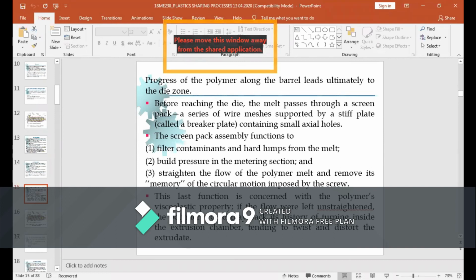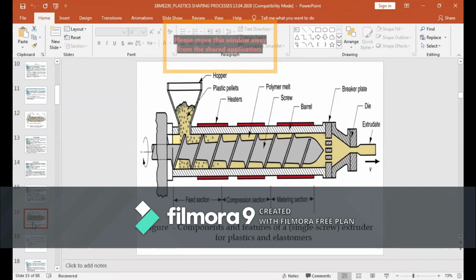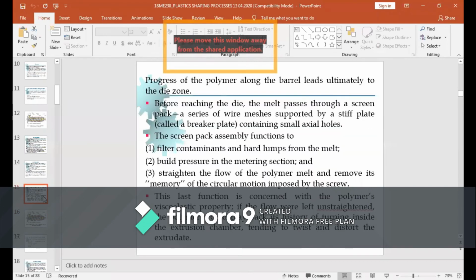So I am converting the rotary motion of a screw, which is obtained by a screw, into linear motion by means of a stiff plate, or called the breaker plate. That is a function of your breaker plate or stiff plate. It may be asked for your 2-mark question. That is the function of your breaker plate.